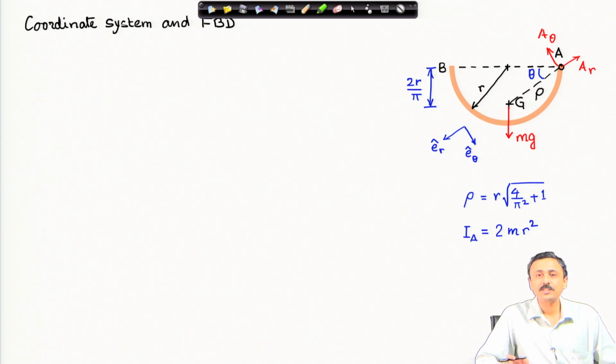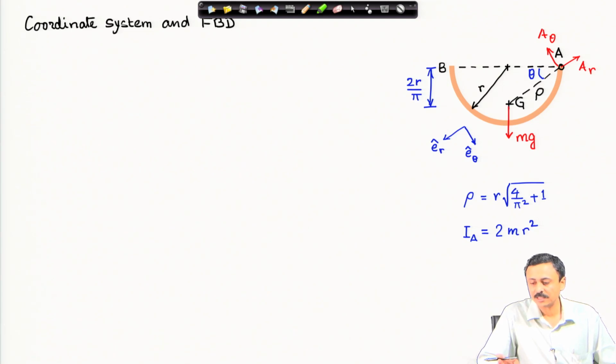We consider again the plane polar coordinates, and I have taken the coordinate system aligned in a special way, so that e_r is along this line AG. Remember, for a semicircular ring like this, the center of mass is at a distance of 2r by pi from the center of the ring. I have aligned the e_r direction in the direction of AG. A is the hinge point, G is the center of mass, and e_theta is taken in the direction of increasing theta.